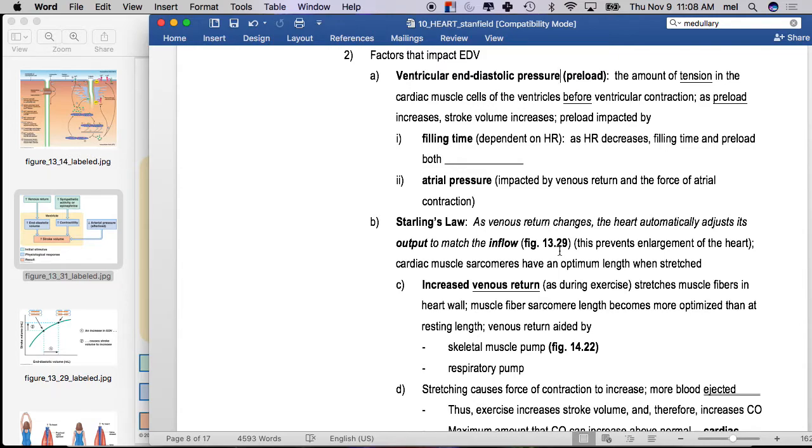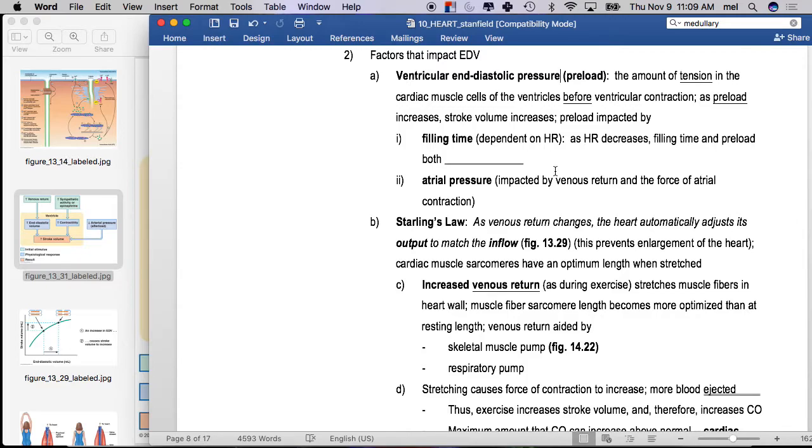And so preload is really impacting how full is your ventricle, right? How full your ventricle is has to do with how much fluid is in there and how stretched it is. Okay, and that is going to be impacted by how much time you give it to fill. Okay, filling time. Okay, filling time is dependent on heart rate.